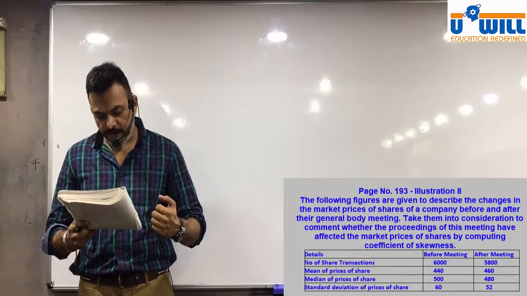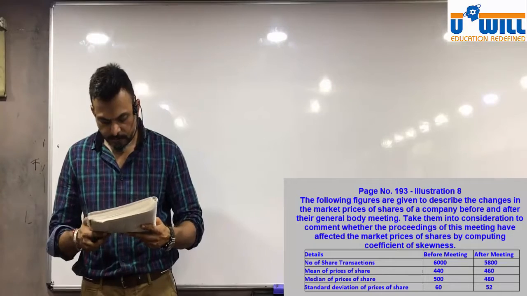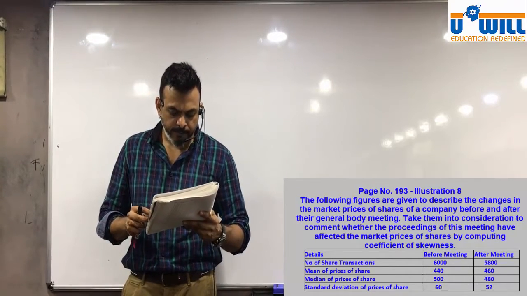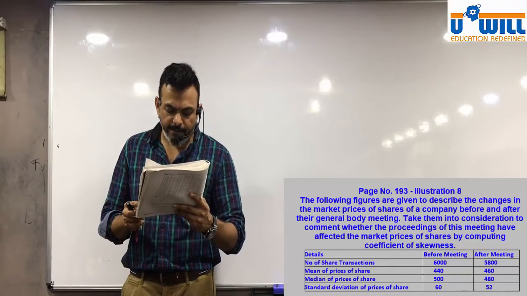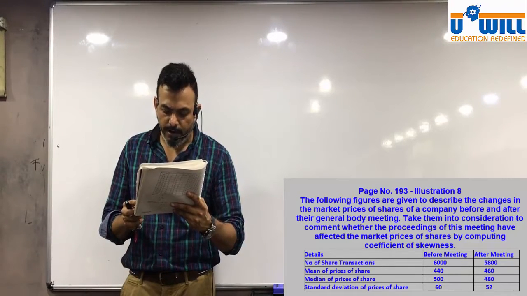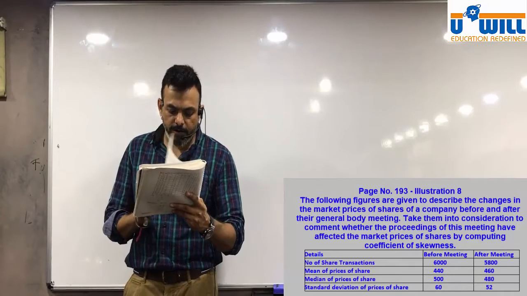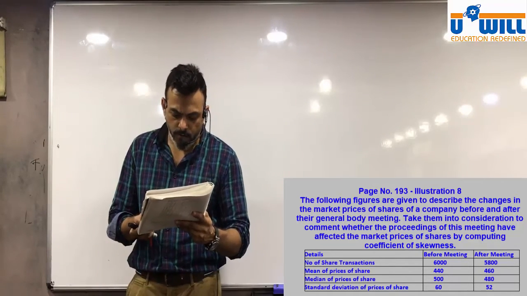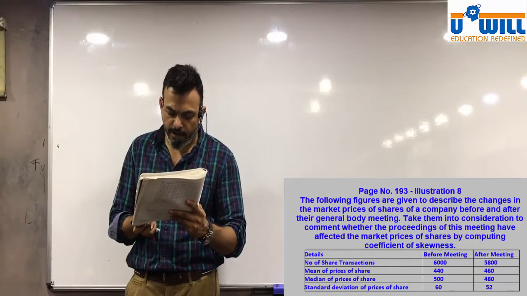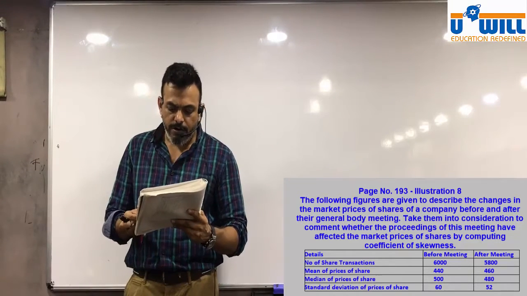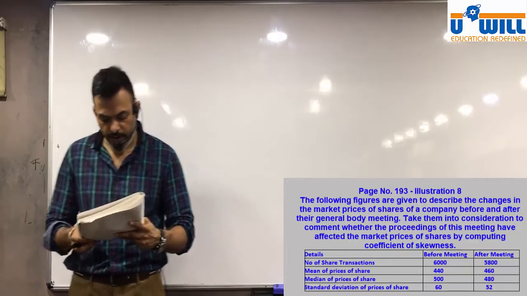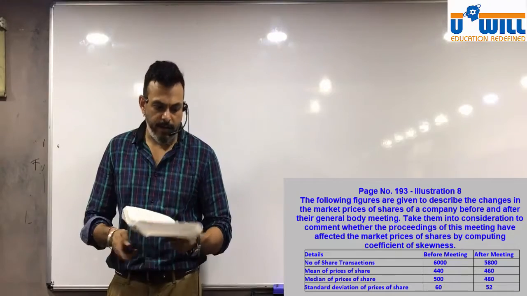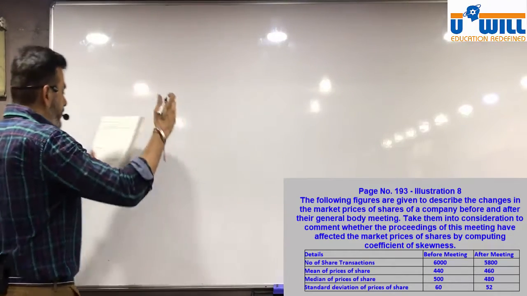Number of share transactions 6000, write N1, 5800, N2. Mean of price of shares X bar 1 and X bar 2, median of price of shares median 1 and median 2, and standard deviation, so S1 and S2. Now which formula we will use over here? Median is given 3x bar minus m. So let's write the details first.